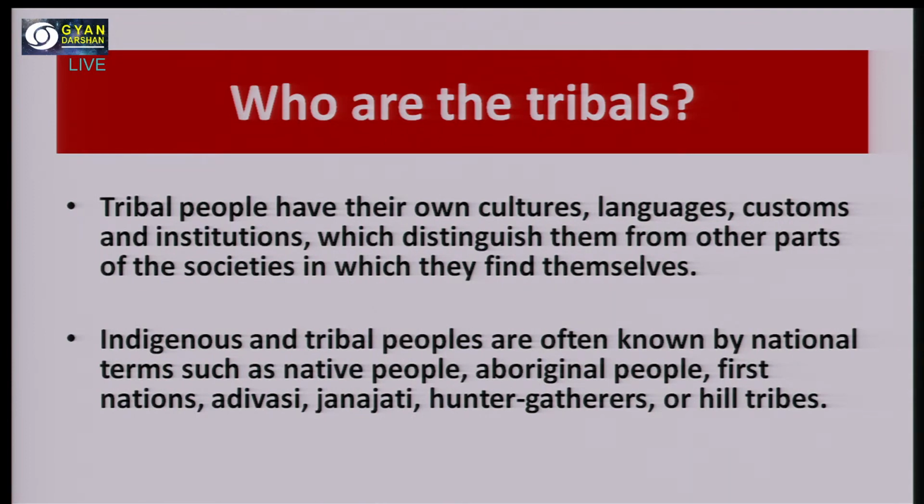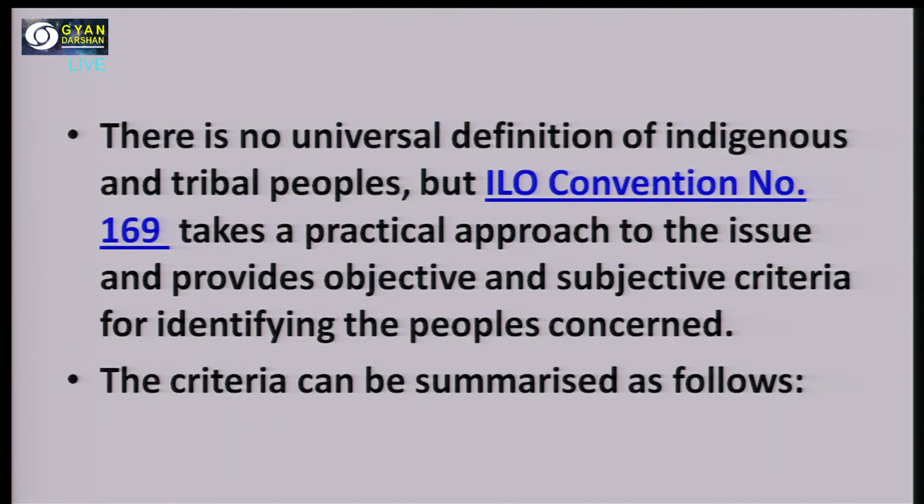Indigenous and tribal are words used simultaneously most often, and they are often also known by national terms such as native people, aboriginal people, First Nation, Adivasi, Janjati, hunter-gatherers, or hill tribes. So we know that tribals are known by various names and various connotations. However, the intrinsic factor is that they have their own culture, language, customs, and institutions, which set them apart from other societies.